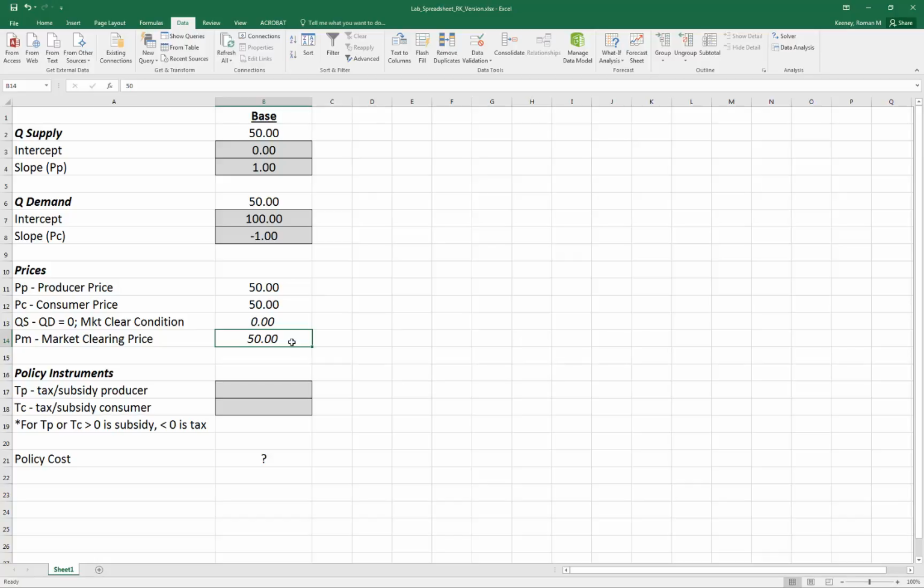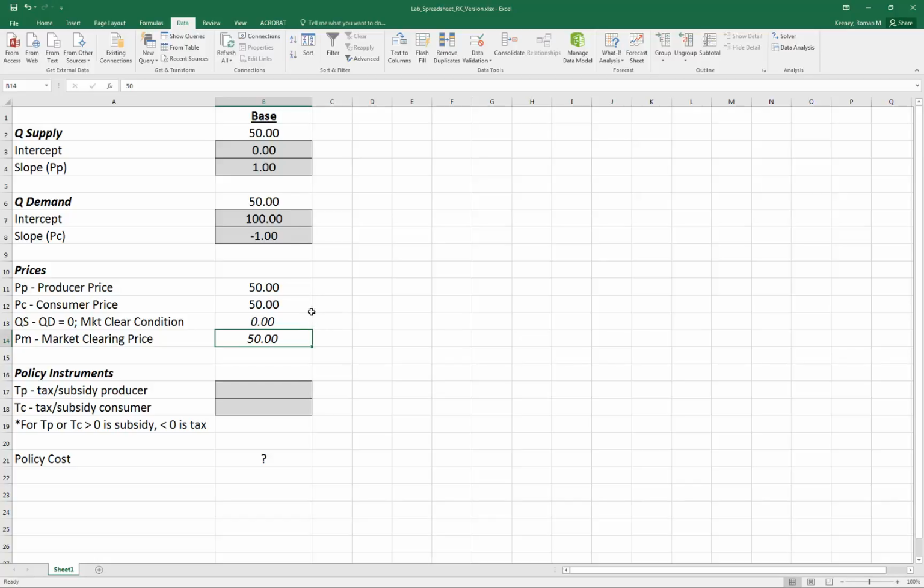So at a price of 50, the producer price is 50, the consumer price is 50 because we haven't put any tax or subsidies in down here. The quantity supplied is 50, the quantity demanded is exactly equal to that at 50, and we have everything built out for a base case at this point.